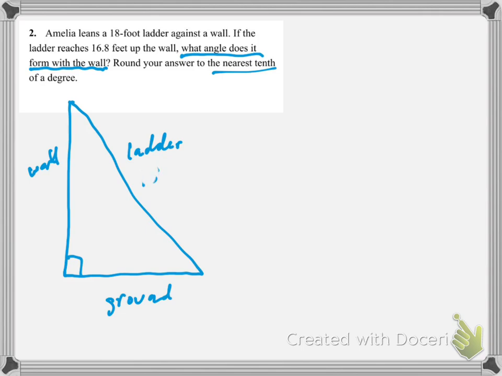Actually, let me do this. Let's keep using different colors. That would probably be good. So the ladder is 18 feet. The ladder reaches 16.8 feet up the wall. So far it's the same as the last problem, but here's the thing. What angle does the ladder make with the wall? So this is the angle that they're talking about. So x goes here now.